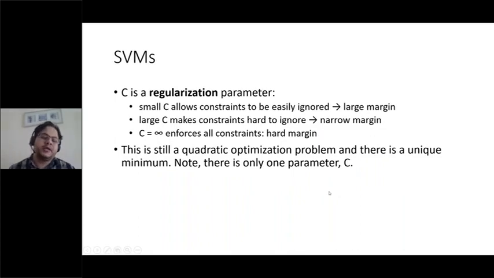We call C the regularization parameter. Like I said, small C allows constraints to be easily ignored: large margin. Large C makes constraints hard to ignore: narrow margin. C equals infinity enforces all constraints, which we call the hard margin SVM.